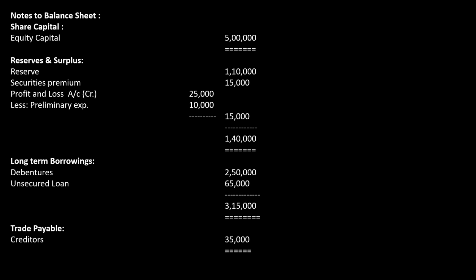You can do the sums easily provided you know all the formats thoroughly. Is it clear? So see, share capital, reserve surplus, long-term borrowing. In long-term borrowing, there are two items. So when you have two items, you have to make the total over there. See, for trade payable, there's only one item, that is current liability, sundry creditors. So I have not made any total, I've just drawn two lines, that's it. Okay, next slide.